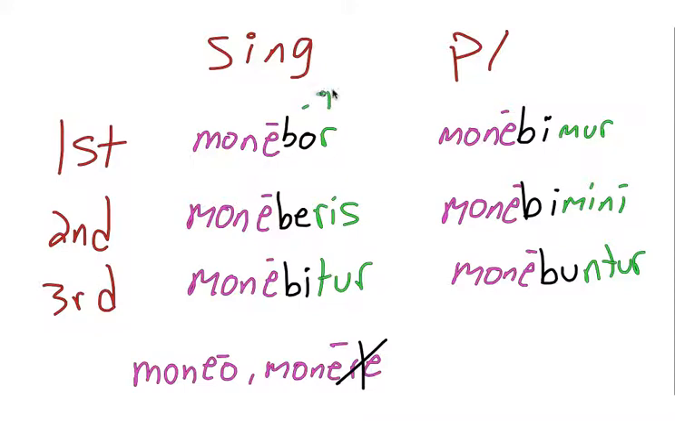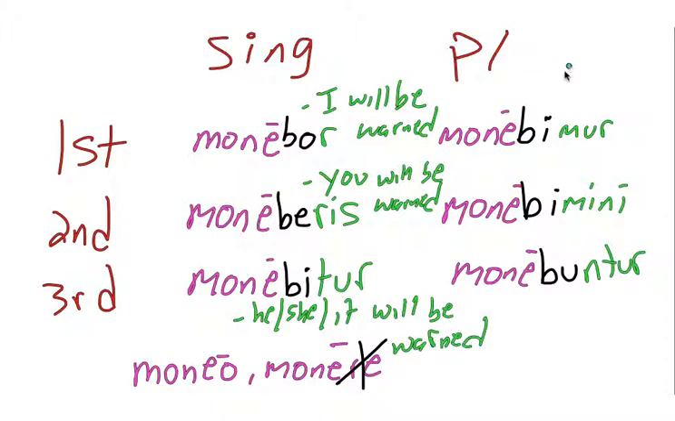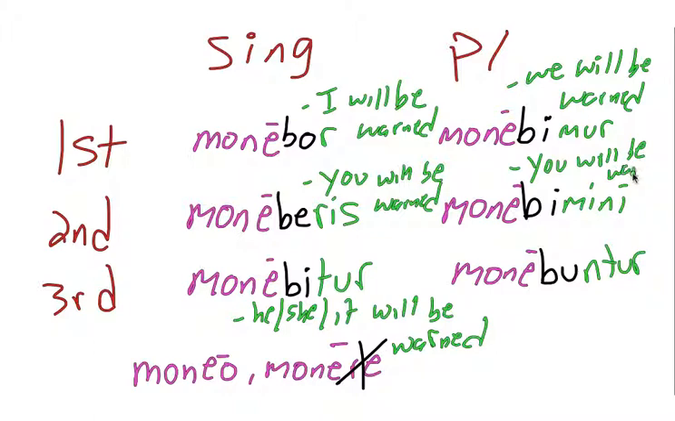Okay, I'm going to translate all of these for you. So monebor is I will be warned. Moneberis, you will be warned. Monebitur, he, she, or it will be warned. Okay, definitely an R right there. Monebimur, we will be warned. Okay, monebimini, you all will be warned. And monebuntur, they will be warned.